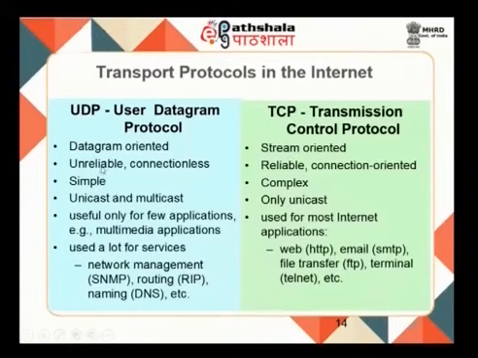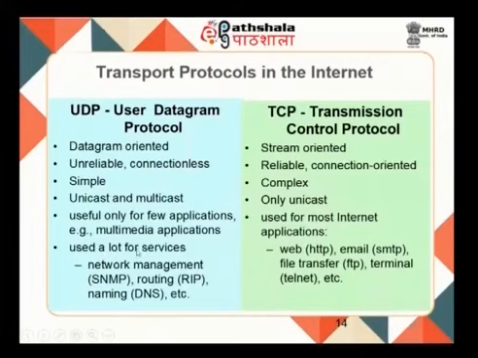UDP is an unreliable protocol, it is a connectionless protocol. TCP on the other hand provides reliability and it is connection oriented. UDP is very simple, TCP is complex. UDP supports both unicast and multicast, TCP is used only for unicast. And this is useful for a few applications, specifically multimedia applications, whereas TCP is used for most internet applications which require a reliable delivery. For instance, your web, email, file transfer, telnet and so on, HTTP, SMTP, all these run on top of the TCP protocol.